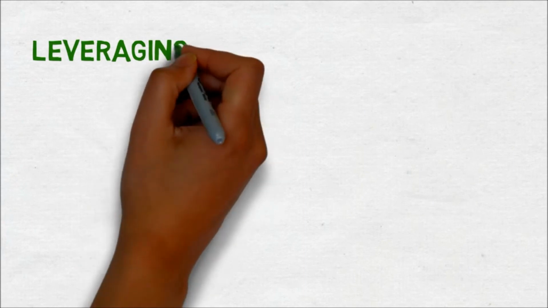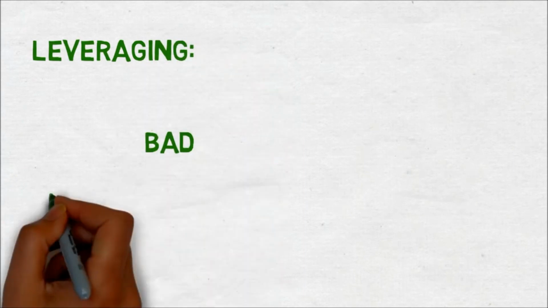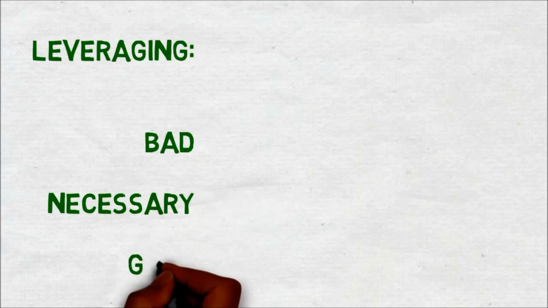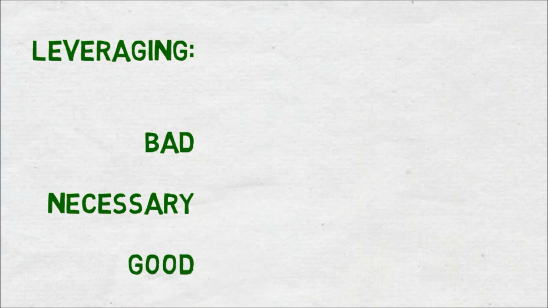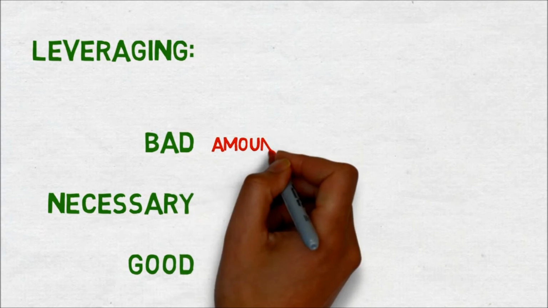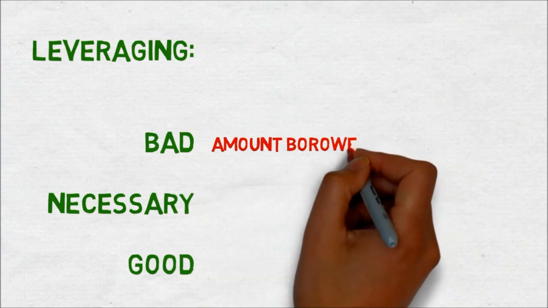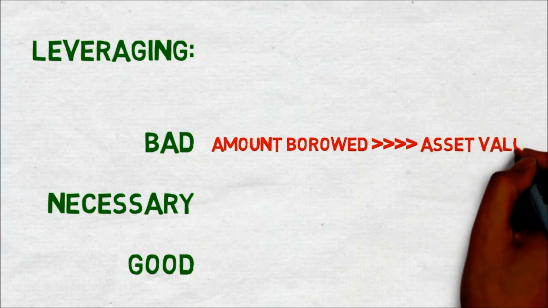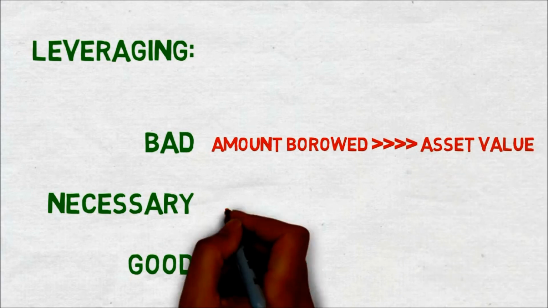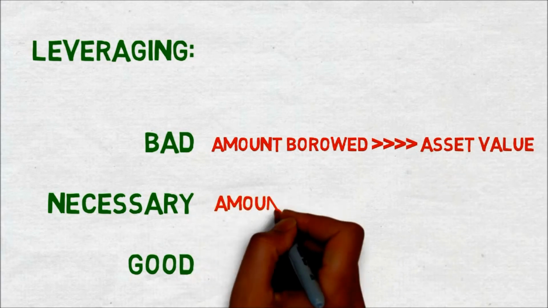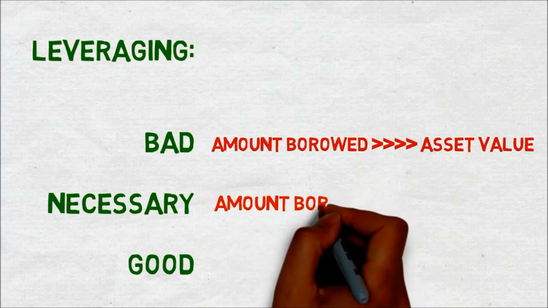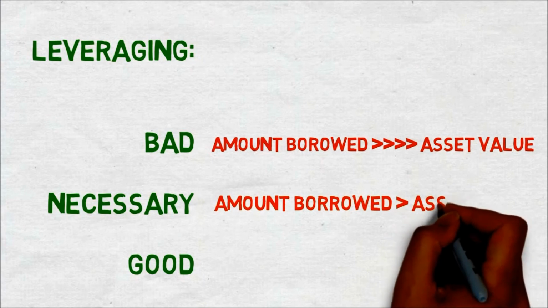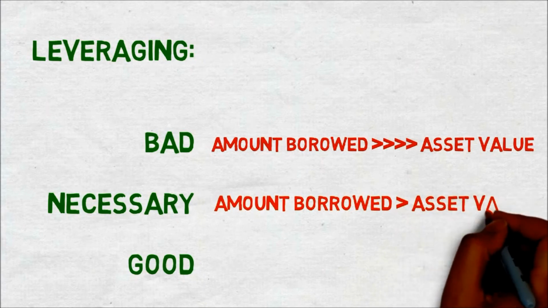So leveraging, I like to classify it as such: it can either be bad, necessary, or good. Bad is when the amount of money borrowed is infinitely higher than the asset value, such as the chocolate bar in this case. It can be necessary, such as the mortgage, because you honestly don't have enough cash to pay for that house. So temporarily you're going to be owing money to someone in order to eventually purchase a house.